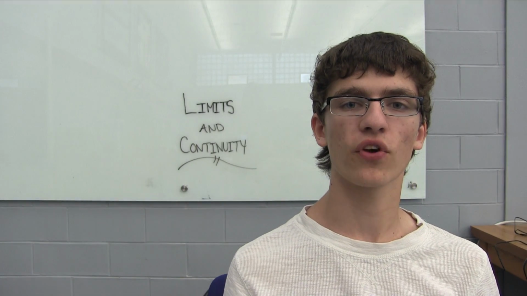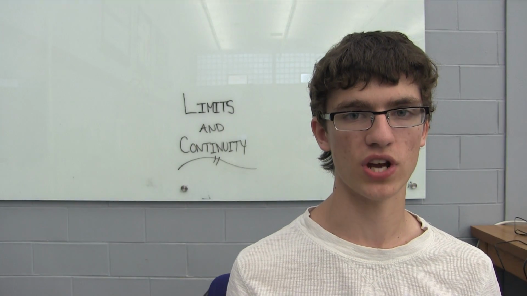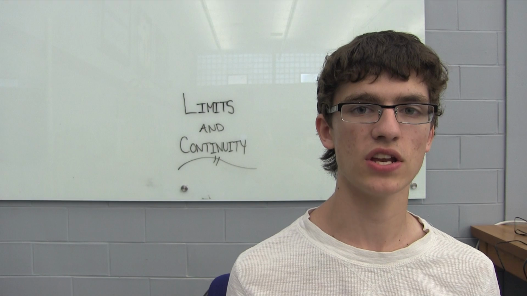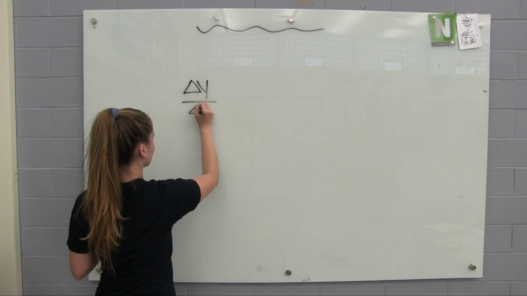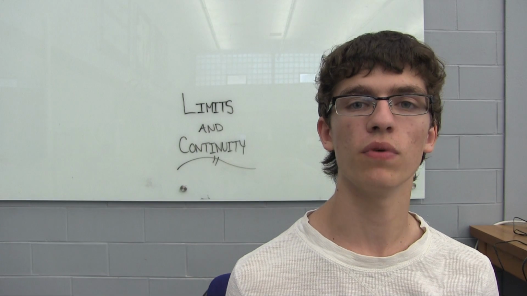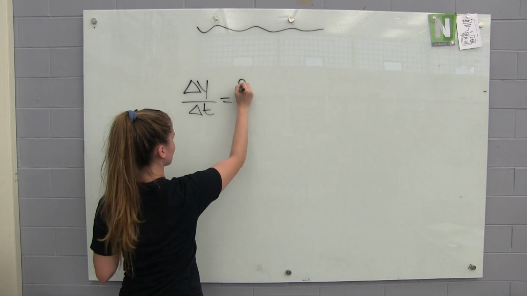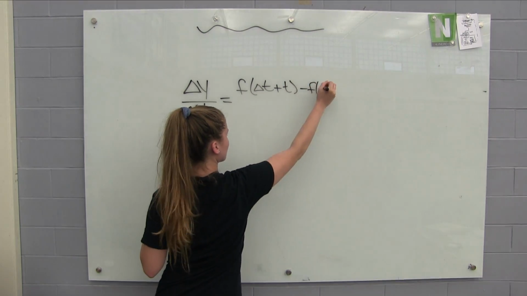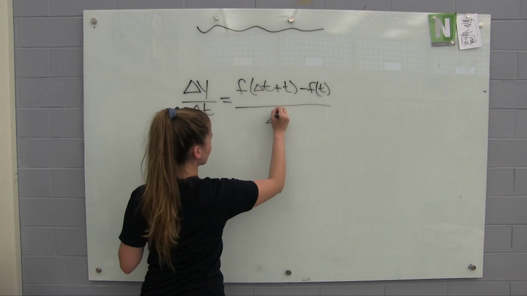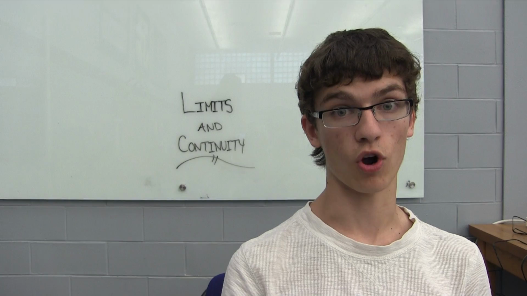Okay, so the first thing that we're going to have to talk about is average rate of change. This is essentially the change in distance, or delta y, divided by the change in time, or delta t. This can further be expanded into the ratio: the function of delta t plus t minus the function of t, divided by delta t. Welcome to calculus.